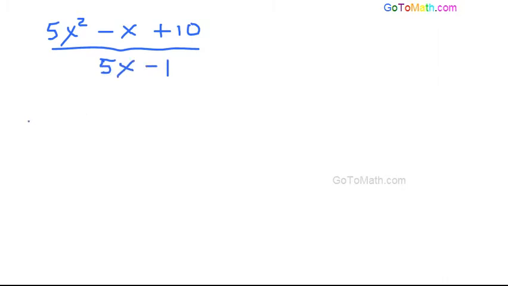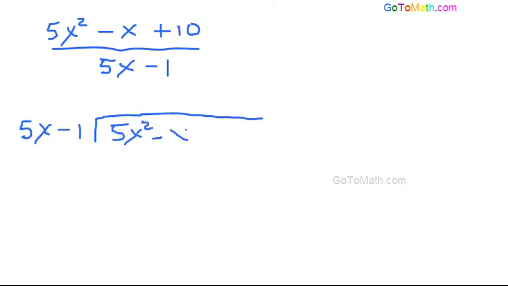Alright. So we have 5x squared minus x plus 10, and that is going to be all over 5x minus 1. So we have 5x squared minus x plus 10.